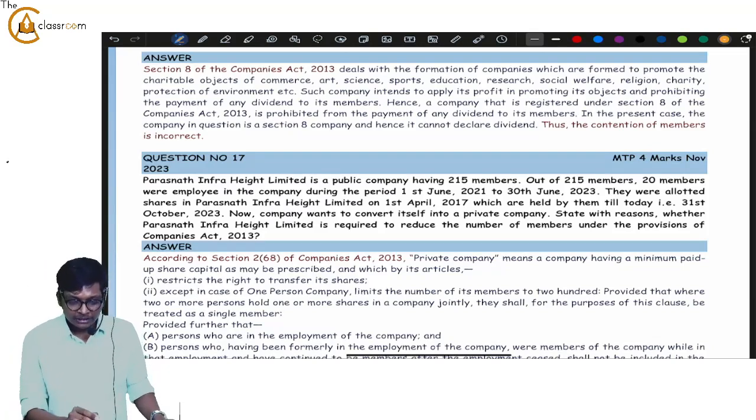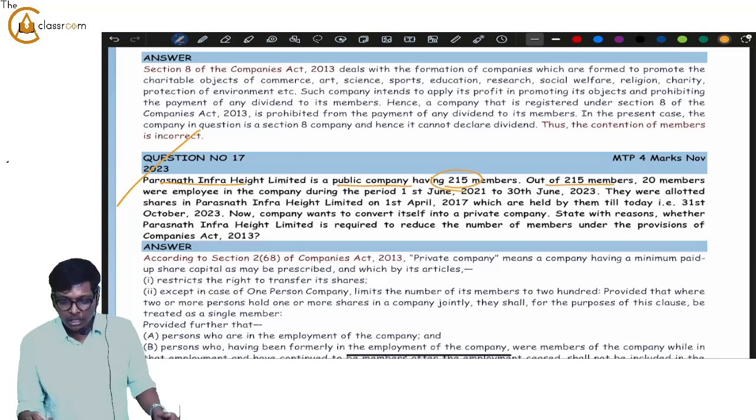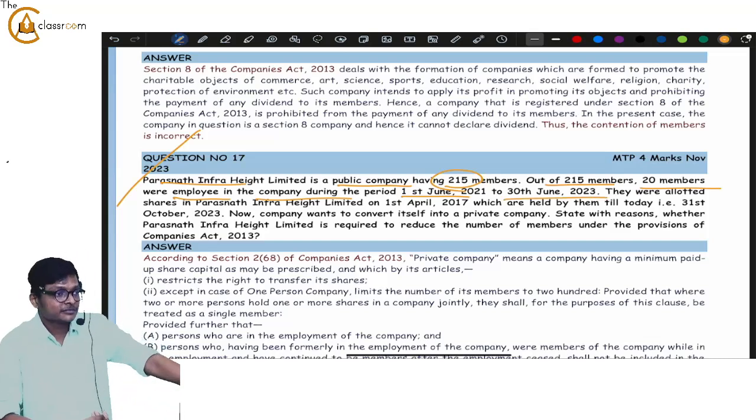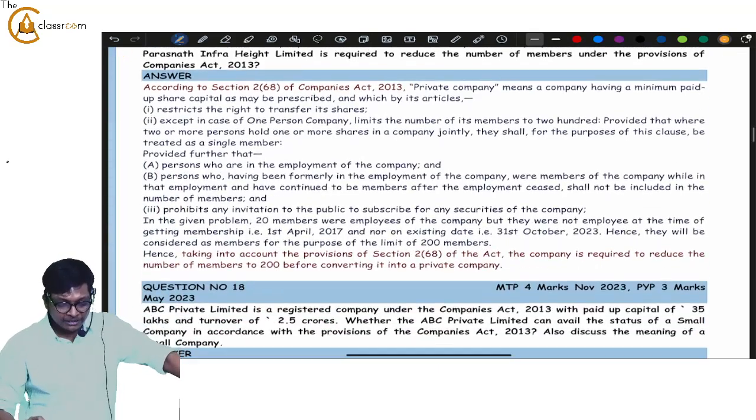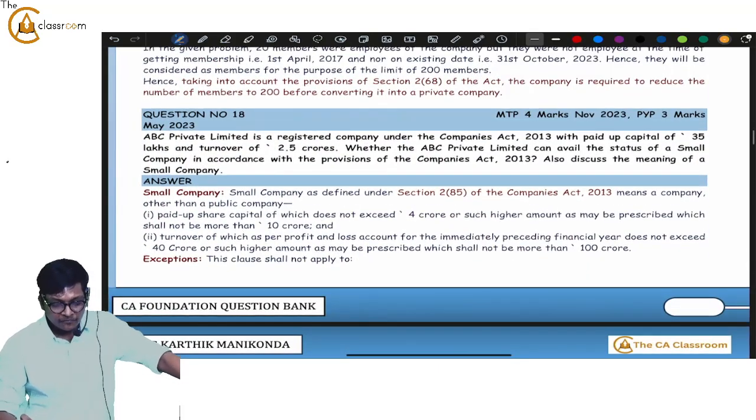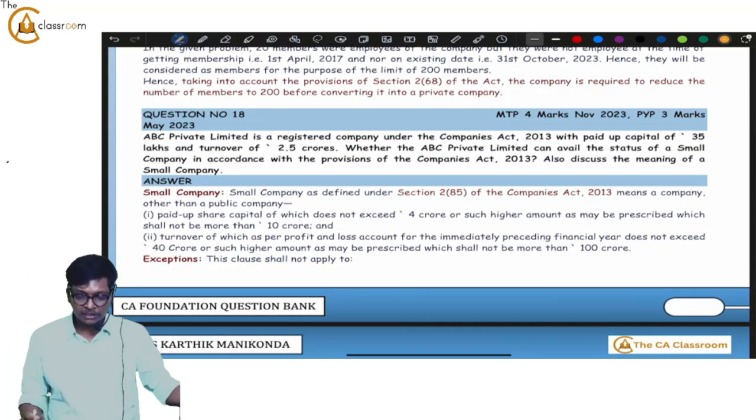This question, Prashant Info is a public company having 215 members. Out of these 215 members, 20 members were employees in the company during 1st June to 30th June 23. Similar to the previous question. First, employment or not employment. So I will pass the question because it's a fairly similar question. Last question, with this we will close.